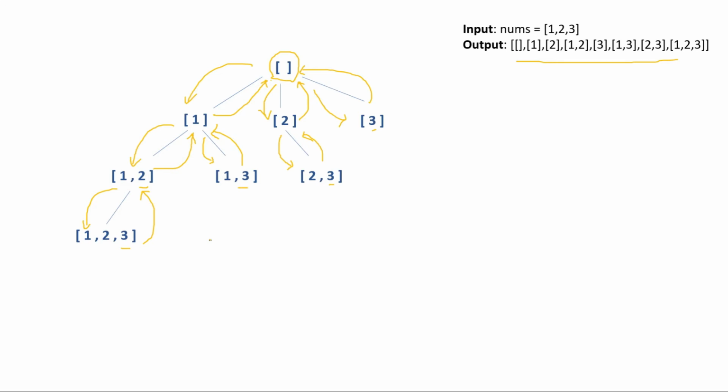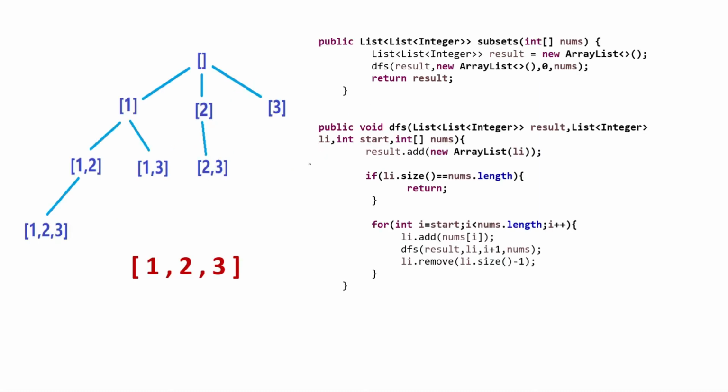Now we will compare this diagram with the program side by side for better understanding. Now we will walk through the program side by side with this diagram. And please pay attention, it is a bit hard to understand because it's a recursion call and it is hard to visualize in our mind.